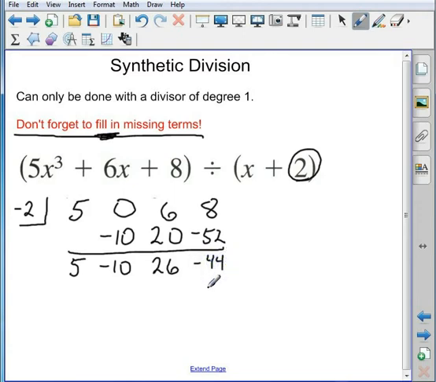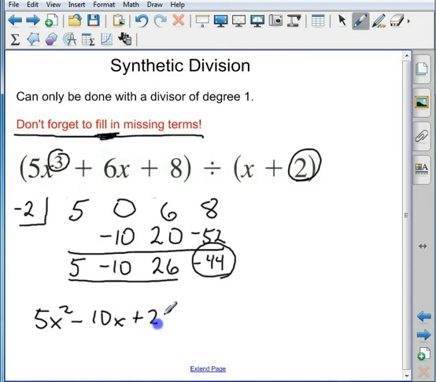Okay, this last number is your remainder, and this is your quotient, and it is always 1 degree less than what your dividend was. So my final answer is 5x squared minus 10x plus 26 minus 44 over x plus 2.